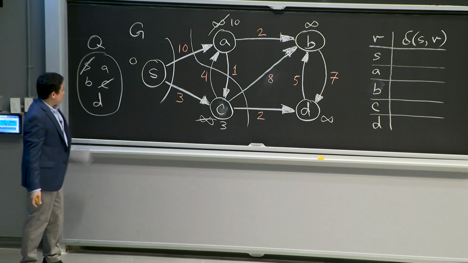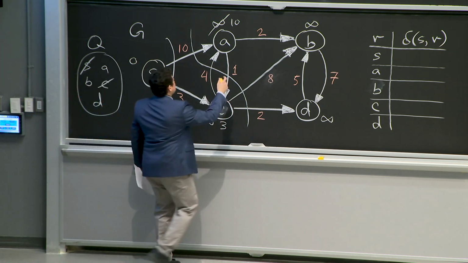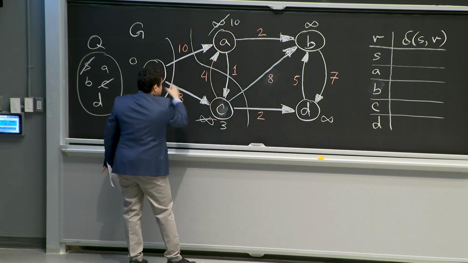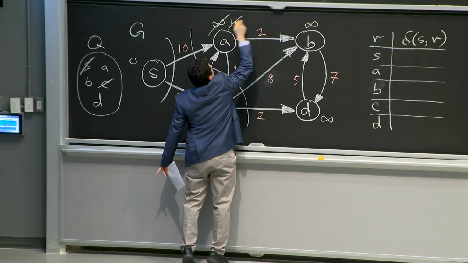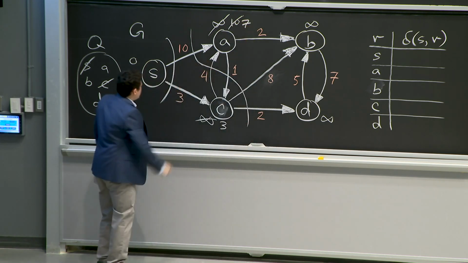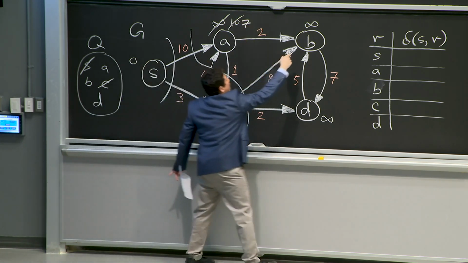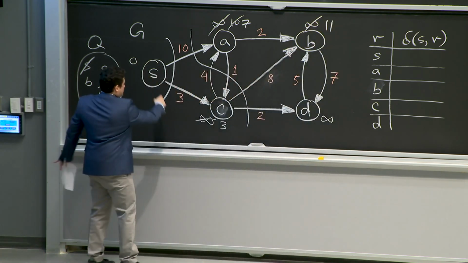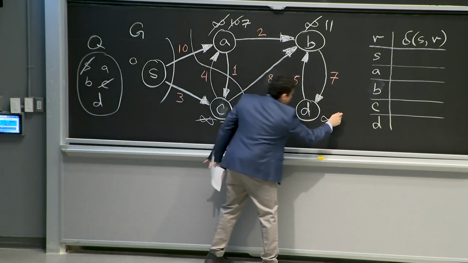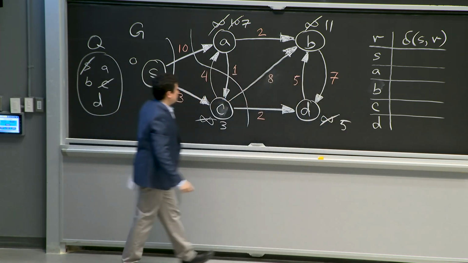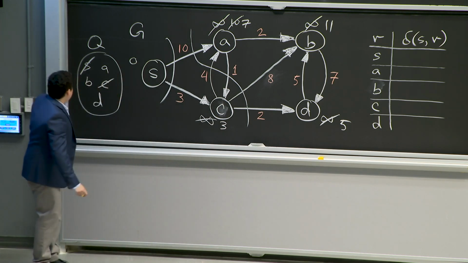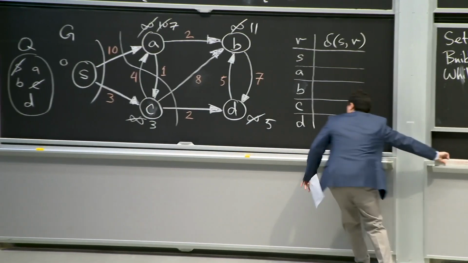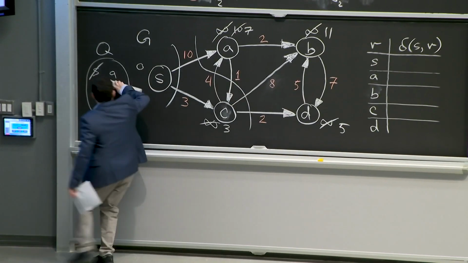And now I relax edges out of C. So here's an edge out of C. That's a 4. A 4 plus the 3 is smaller than 10. So I update it. 3 plus 8 is 11. That's smaller than infinity. So I update it. I relax. 3 plus 2 is smaller than infinity. So I relax that as well. OK? Now of the things still left in my queue, I'm actually going to remove it from my queue instead of crossing it out. Maybe that's better.